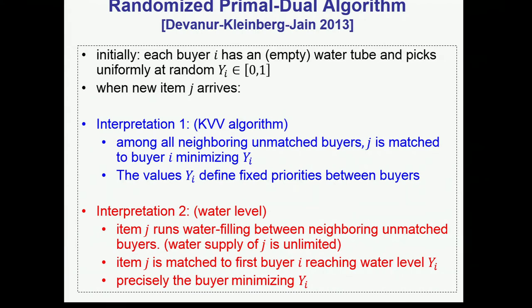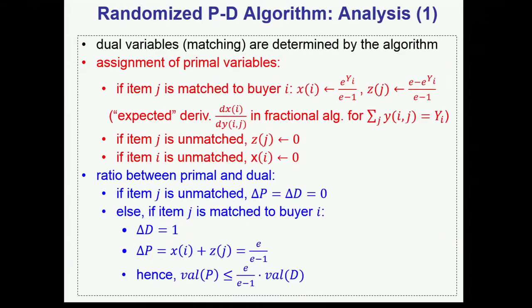So this is the same as picking a random permutation. Another view is through water level. Each item j has, let's say, an infinite amount of water, and it starts filling up the water tubes of its neighbors. As before, it always fills up the water tubes which are at minimum. Once a buyer reaches the threshold of y_i, he is matched to this item. And it's not hard to show that actually these two algorithms are completely equivalent. Okay, let's see now the analysis.